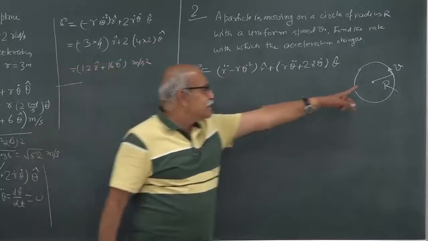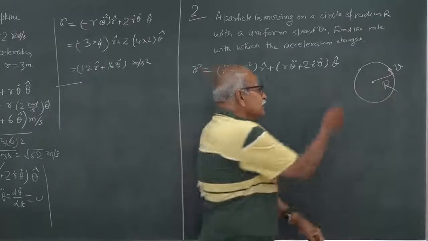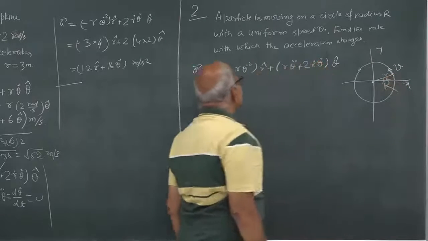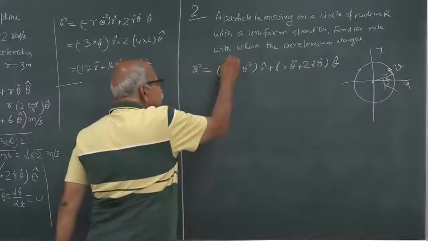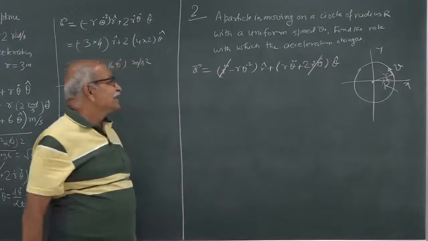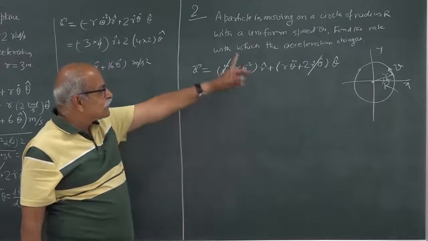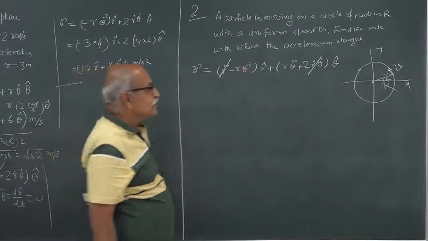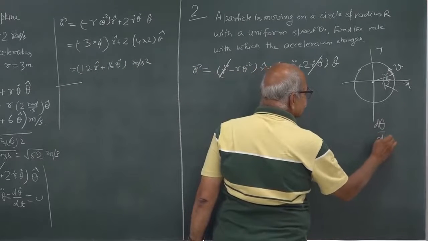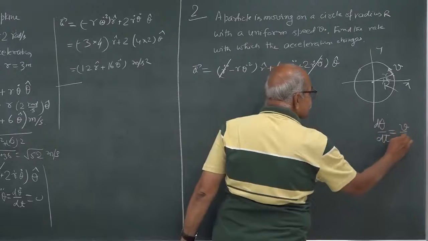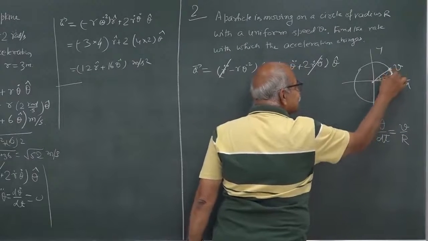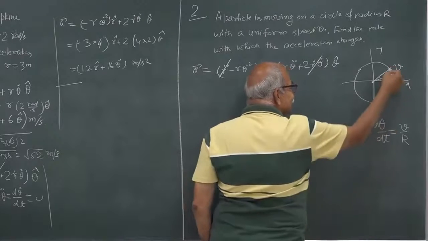Since r is constant, the distance of the particle from the origin is constant. You can take the x axis, the y axis, this is r, this is theta. r dot is 0 and r double dot is 0, so this term goes away, and r dot is 0, so this term goes away. Then you have theta double dot and theta dot, the angular velocity d theta dt, which is v by r, because if this is d theta and this is v times dt, then d theta by dt will be v by r.